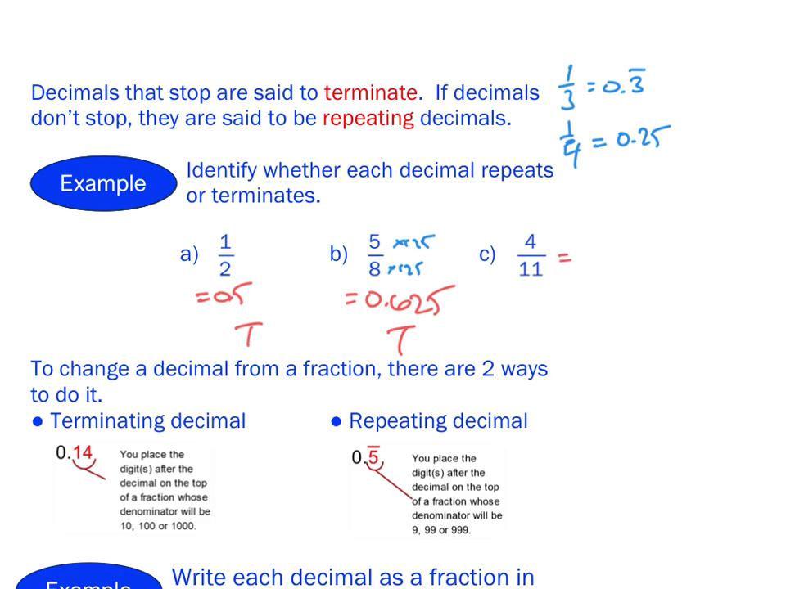Can I grab mine? Where are the calcs? How do I? 0.36 repeated. Because it repeats, it's a repeating number. Just 4 divided by 11 will give you 0.36363636.